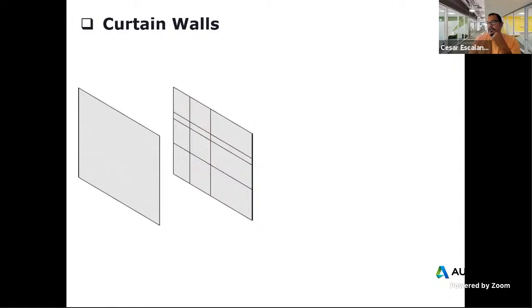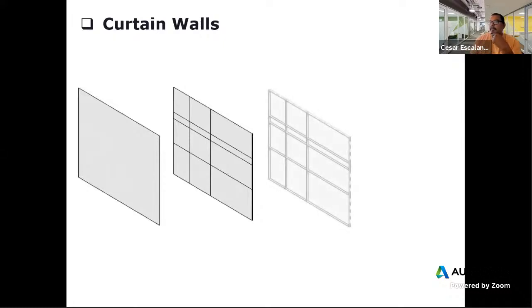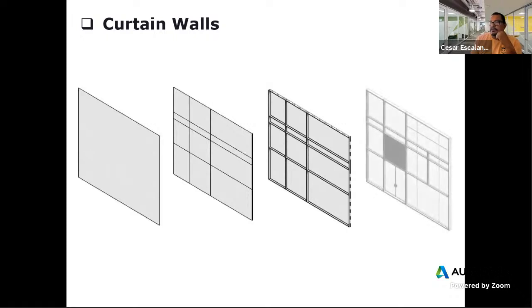You can modify the location of the grids by selecting them individually and then using the temporary dimensions to shift their location in the horizontal or the vertical. Then find a mullion profile that is appropriate for your project and for the product manufacturer, and extrude it along the grid locations. And then swap panels accordingly to meet design intent.